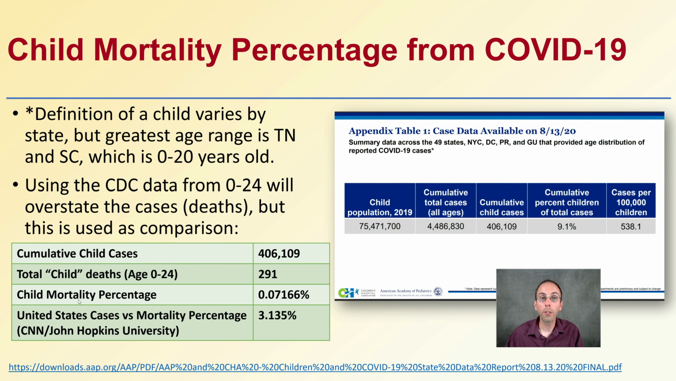The child mortality percentage is 0.07166. And if we look at the United States cases versus mortality percentage, based on Johns Hopkins University presented by CNN, the math comes out to 3.135%. So you can see the child mortality percentage is much reduced.